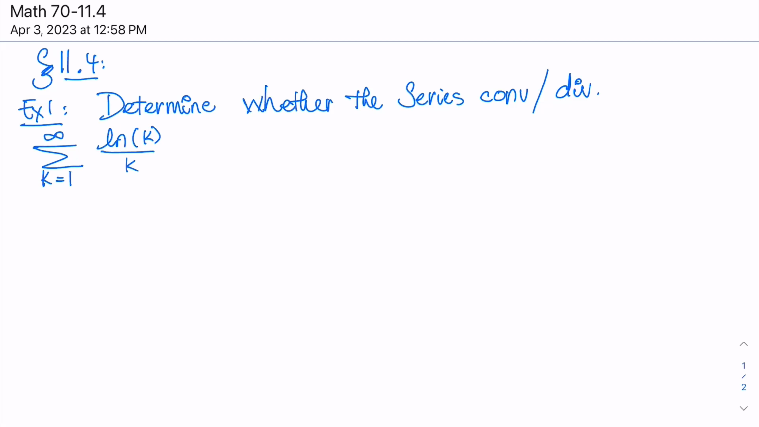For example 1, we want to determine whether the series converges or diverges. I want to use a comparison test. So I want to compare ln k over k with 1 over k, since 1 over k is the harmonic series. And you can see that ln k over k is greater than 1 over k for all k greater or equal to 3.